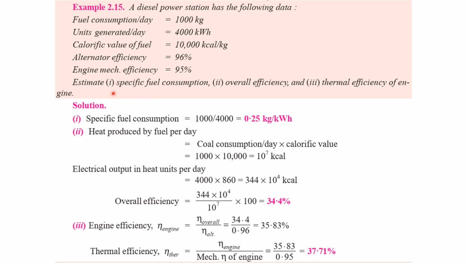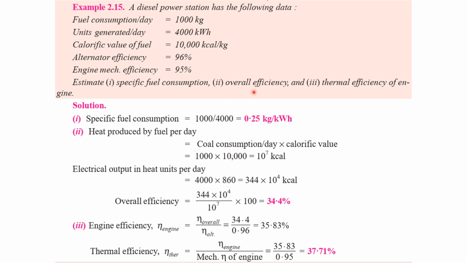We are going to shortly see what this is. Specific fuel consumption, I can tell you shortly, is the fuel consumption per kilowatt hour. So kg per kilowatt hour is required here. That is quite simple. The fuel consumption per day is given to you, which is 1,000 kilograms, and the units generated are also given to you. So you can easily find the kg per kilowatt hour by dividing 1,000 by 4,000. So 0.25 kg per kilowatt hour is the specific fuel consumption.